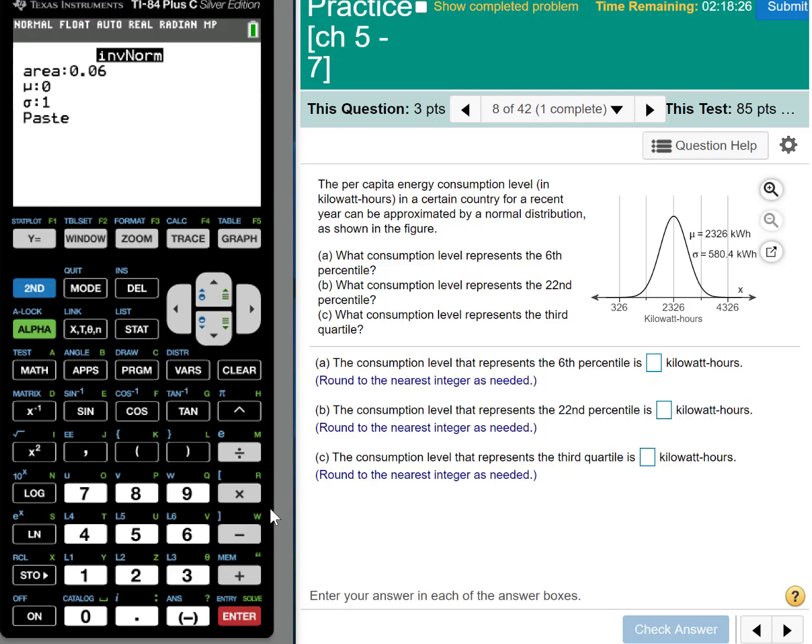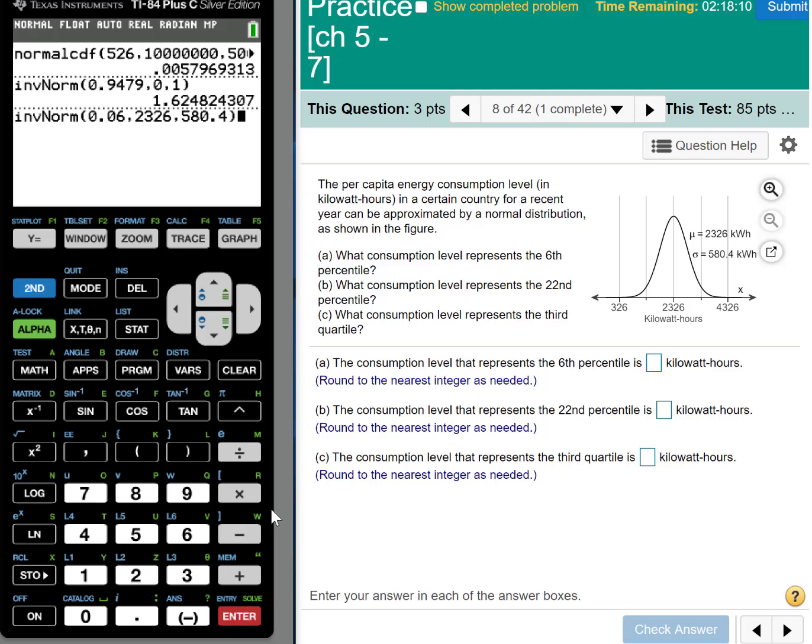And then enter the mean. Don't put 0.1 now. He's asking you for the next value. We already know the mean. It's 2,326. And the standard deviation is 580.4. And then paste and enter. So the answer is 1,423.6. He says round to the nearest integer, so it will be 1,424.